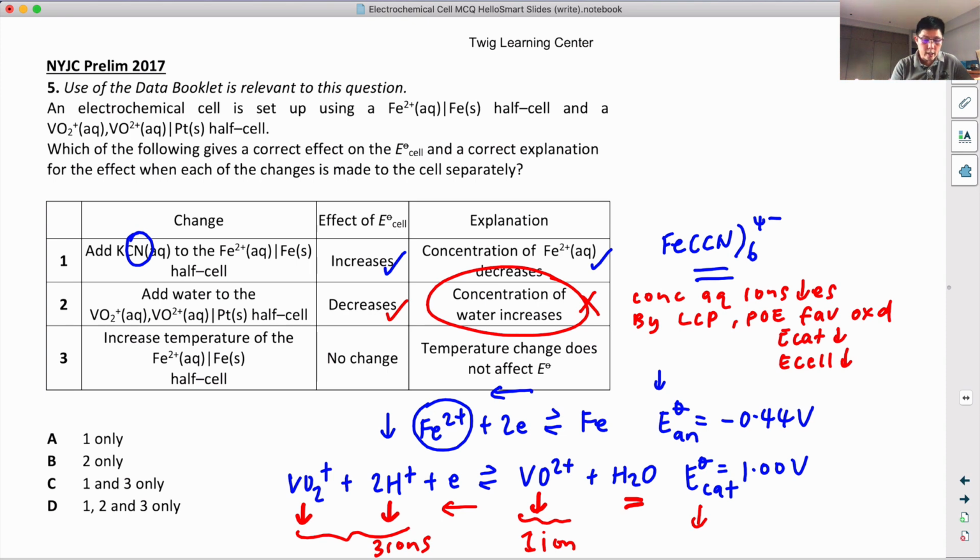Next one, increase the temperature of this half cell. Increasing the temperature will always cause the production of more aqueous ions. It's like trying to break the bonds, the metallic bonds, so you can get more aqueous ions. So increased temperature will cause the production of more Fe2+, and the E anode will definitely change. So when they say no change, this is wrong. So the answer is A only.